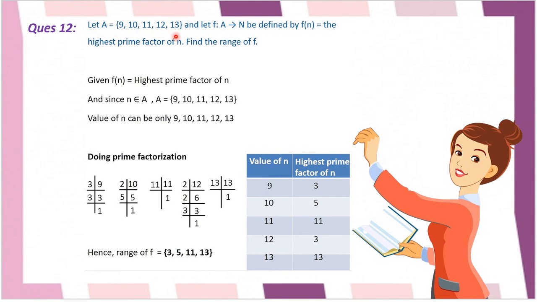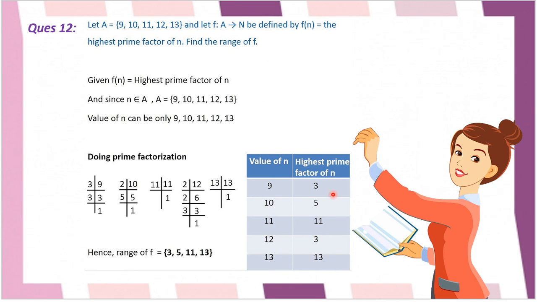12th question: let A be this set and the function is defined from this set to natural numbers. And what is the function? The function is the highest prime factor of n. So find the range. First of all, let's find out the prime factors of all these numbers 9, 10, 11, 12 and 13. What is the highest prime factor of 9? 3. What is the highest prime factor of 10? It is 5. For 11 it is 11. For 12 again it is 3, and for 13 it is 13.